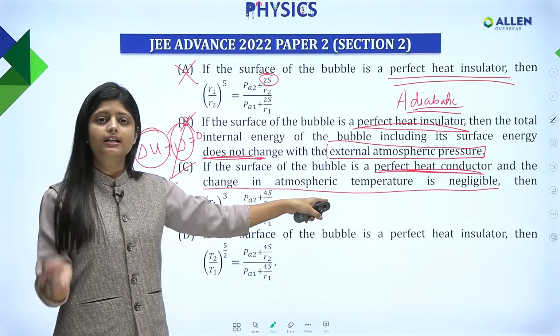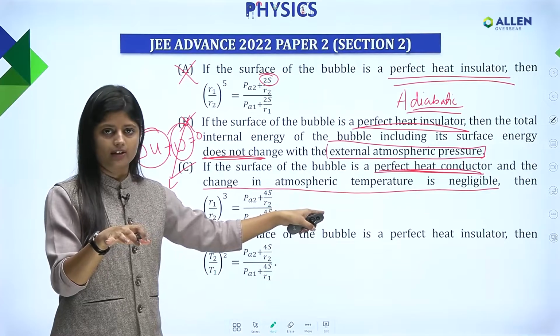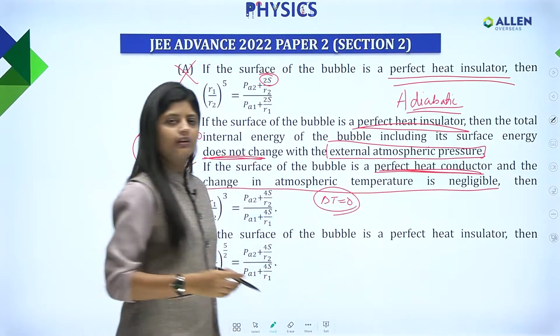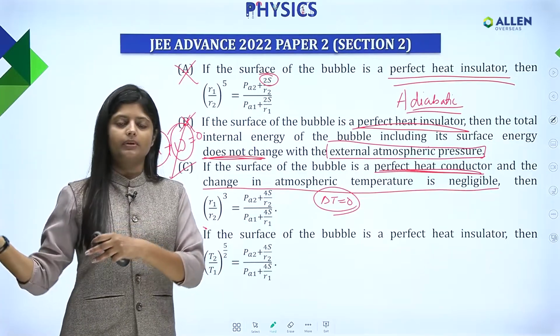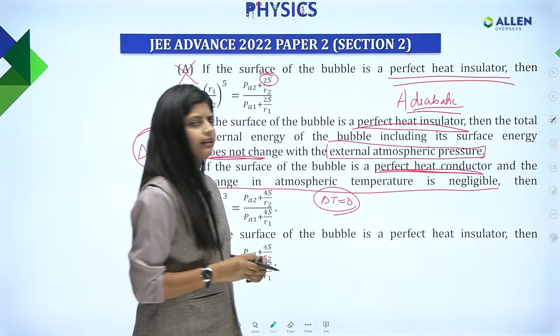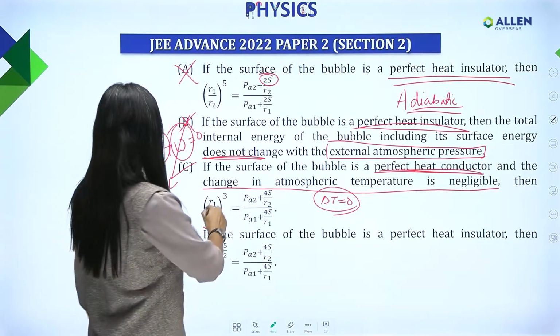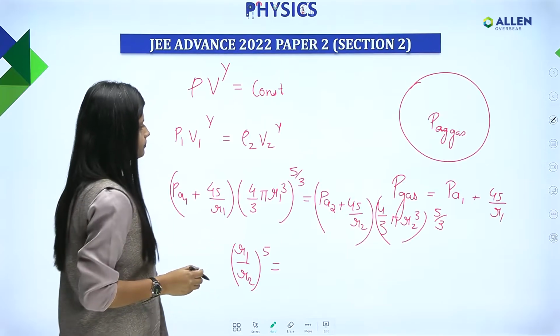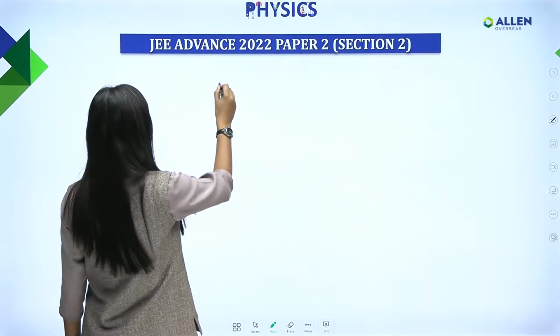Now the second statement is change in temperature is negligible, which means delta T is 0. Inside also, because the temperature that is outside is the same temperature which is inside. So we can say that it is isothermal process. Then you have to tell this thing. So this is going to be isothermal process.